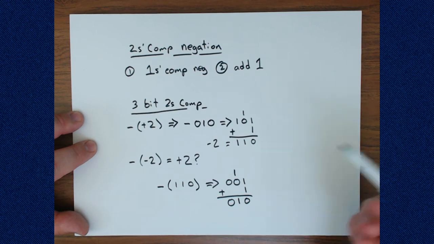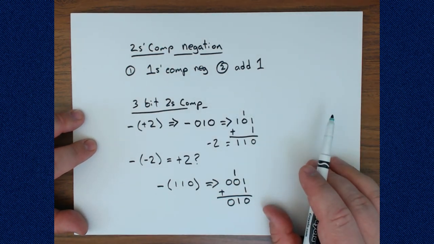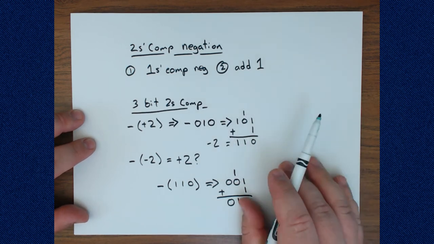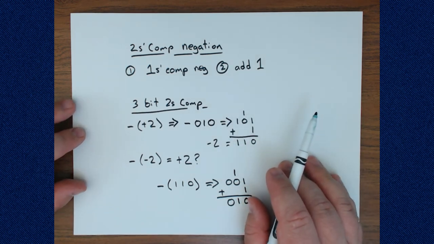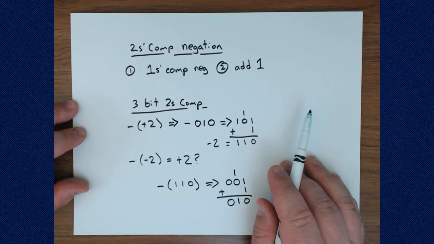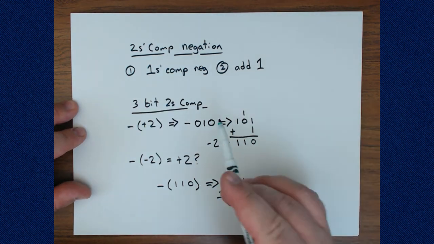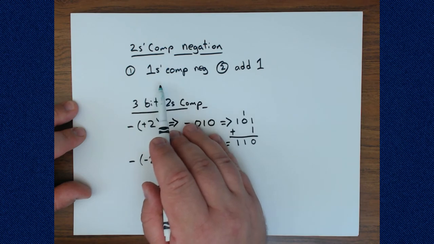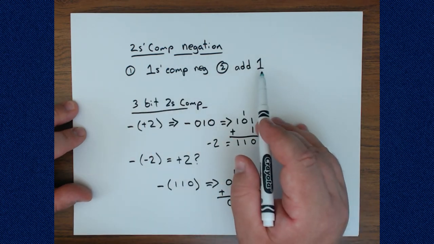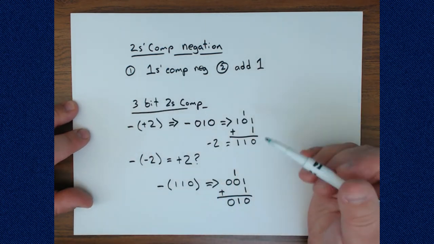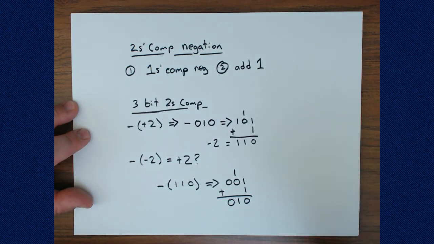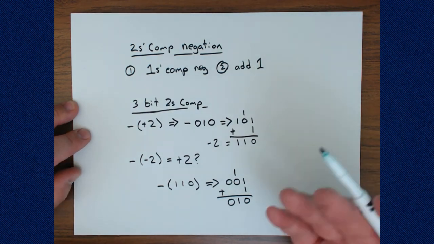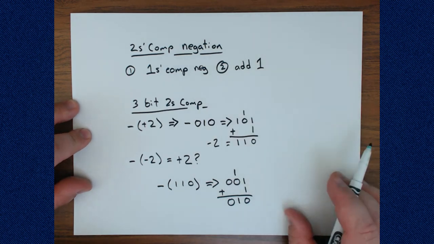So yes, this is 2's complement negation. And just like 1's complement, what we get from 2's complement negation is we can say that 2's complement numbers are those where when you negate by performing 2's complement negation, which is 1's complement, flip all the bits, and then adding 1, you will get the negative of the value that you started out with.